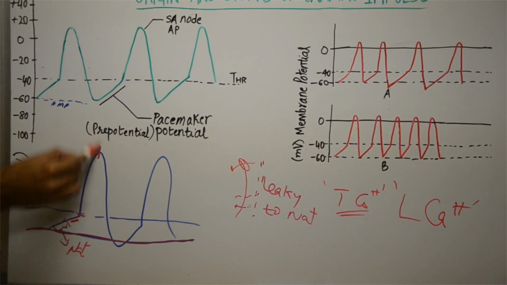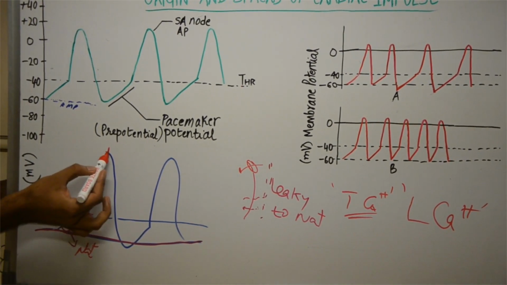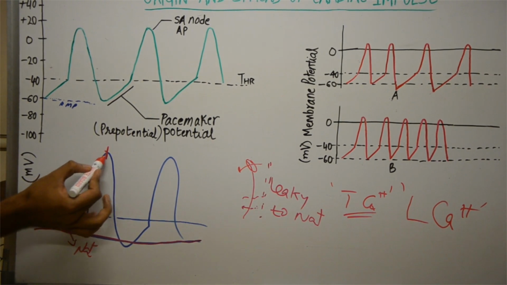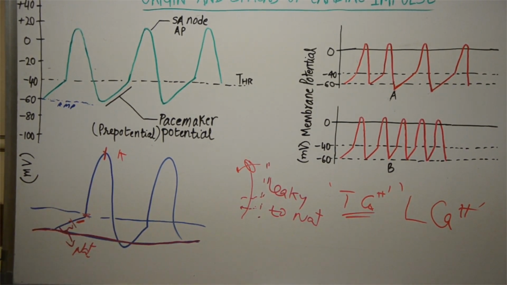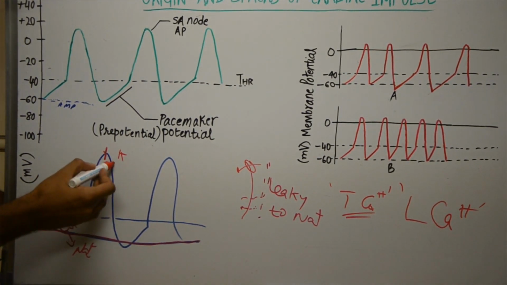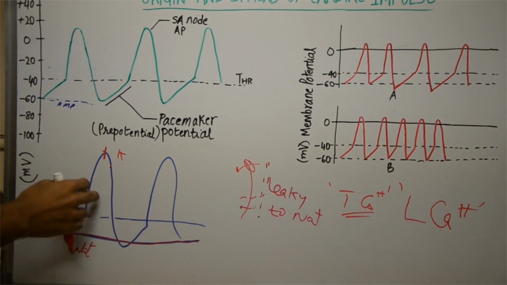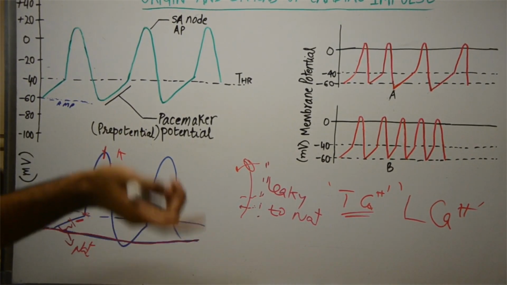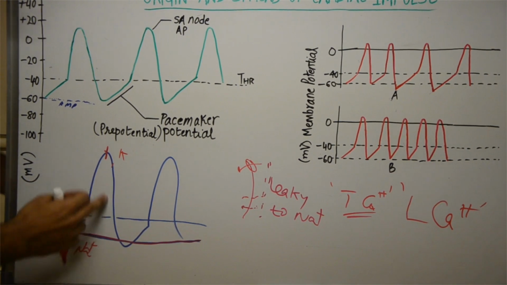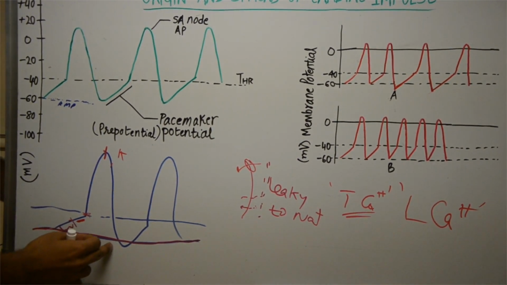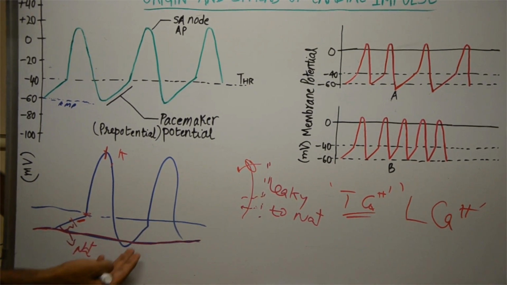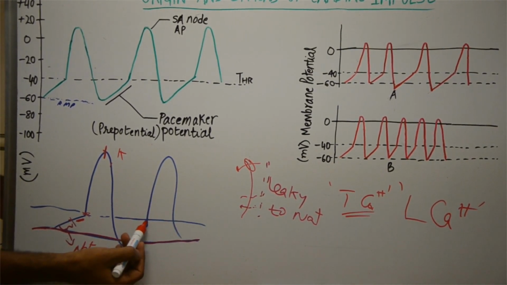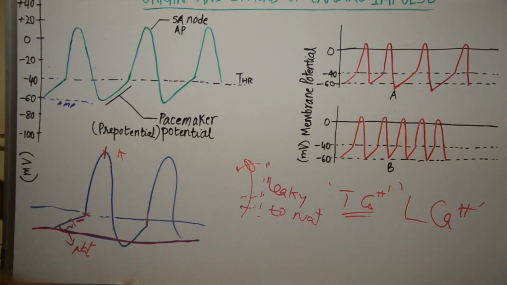Okay, till this point. At this point, the calcium channels close and the potassium channels open. Okay, what channels open? The potassium channels open, and as we already know, it leads to repolarization. Okay, there's repolarization. It reaches the resting membrane potential. Again, the membrane being leaky, there is pre-potential or pacemaker potential. As soon as it reaches the threshold, there is action potential.